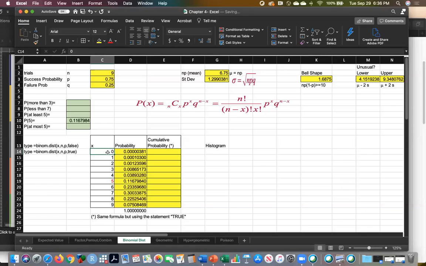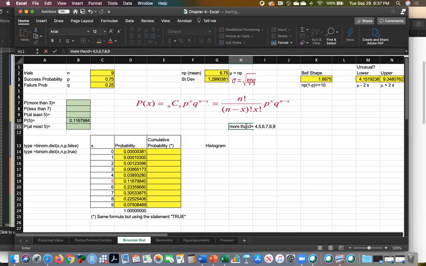So for example, in this case, is there any probability that 0 are going to be successful? 1, 2, 3, 4, 5. So that is the point. So if somebody asks me what is the probability of more than 3, remember, if I have to say more than 3, that's going to be equal to how many? It's going to be 4, 5, 6, 7, 8, and 9, right?